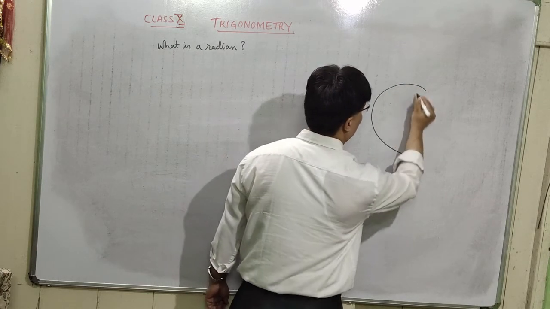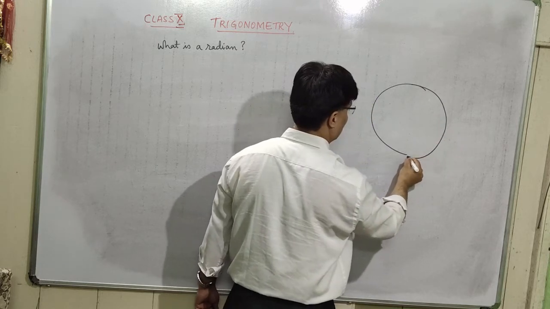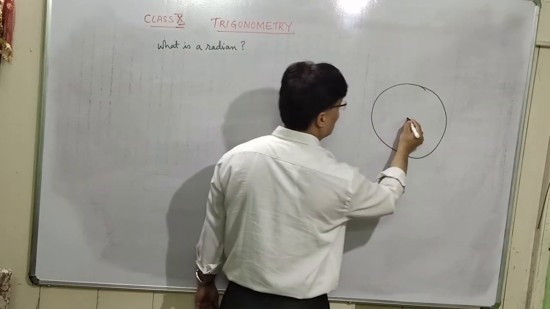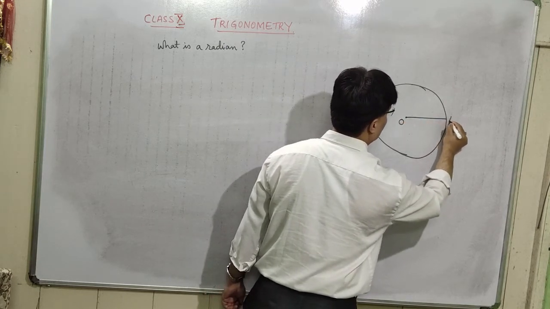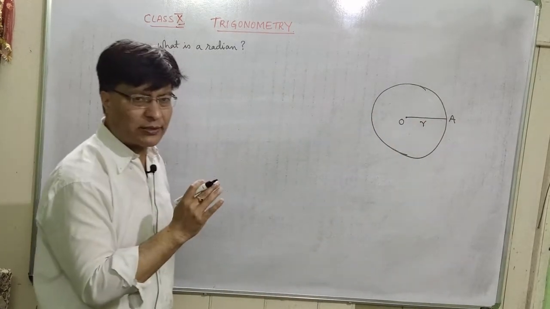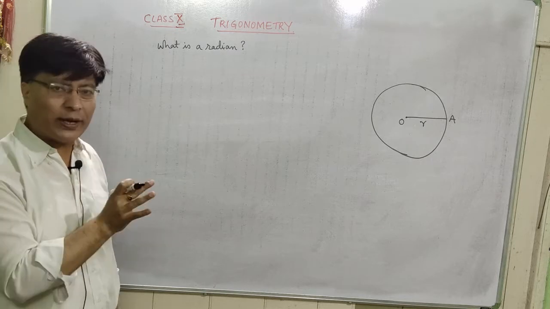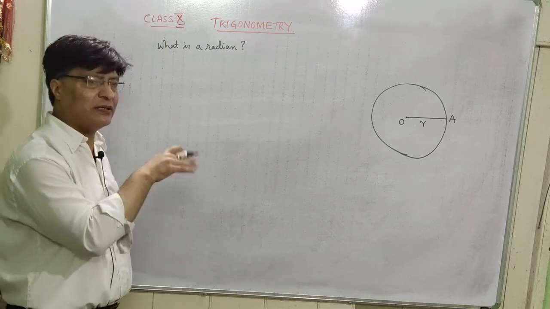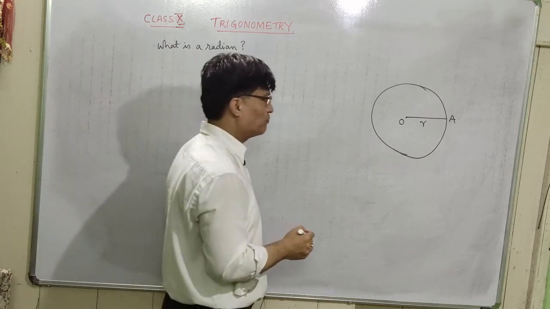Let us draw a circle here. Suppose this is a circle whose center is O, and suppose the radius of the circle is OA, which is equal to r. That is, OA is the radius of the circle with the center O. Here r is the radius of the circle.